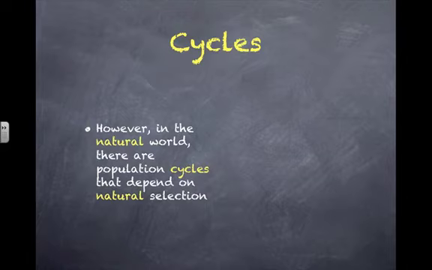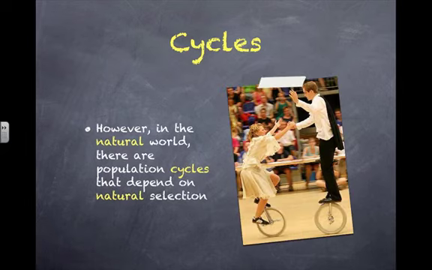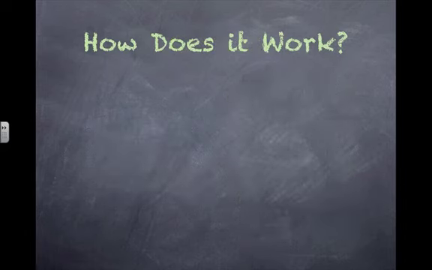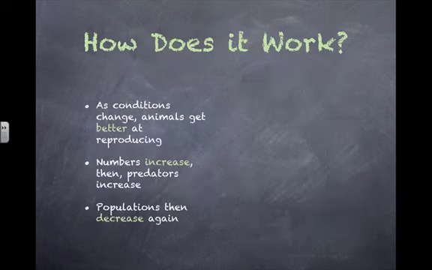Cycles. However, in the natural world, there are population cycles that depend on natural selection. So these guys are riding some bikes or unicycles. Those are not the cycles we're talking about. A cycle we're talking about is the increasing, or the going up, and the decreasing, or the going down, of the number of wolves or the number of deer in an ecosystem. How does it work? As conditions change, animals get better at reproducing.